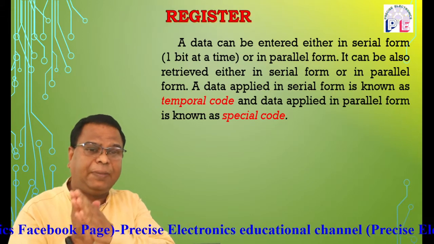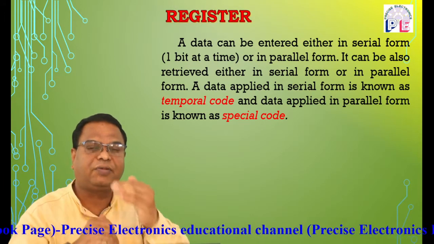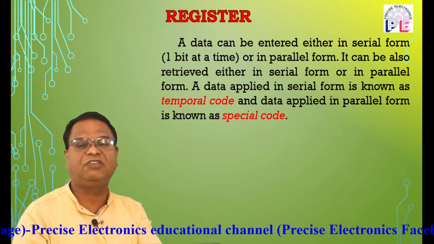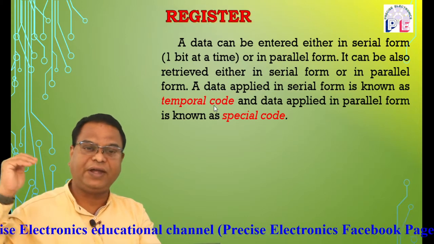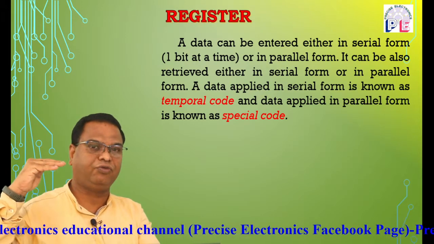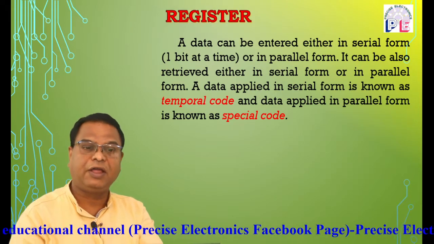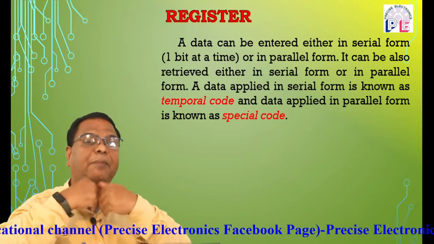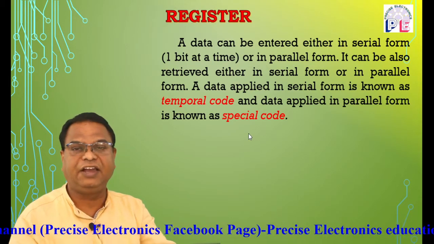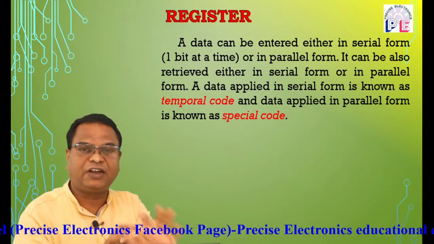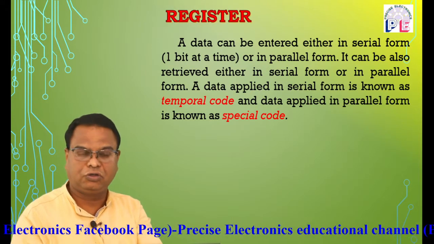When data is applied in serial form, that means one bit is transferred after the other, then this data is known as a temporal code. What is a temporal code? When data is applied in serial form, one bit after another bit, it is known as a temporal code. And when data is applied in parallel form, meaning all the bits are stored at a time, then it is known as a spatial code. So in a register there are two types of code, temporal code and spatial code.